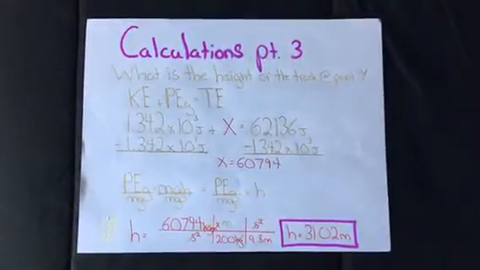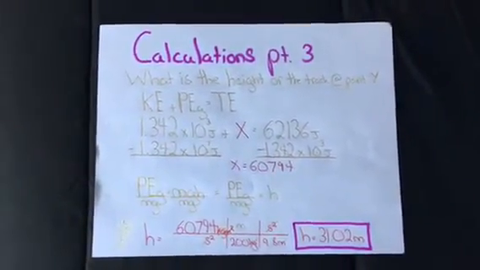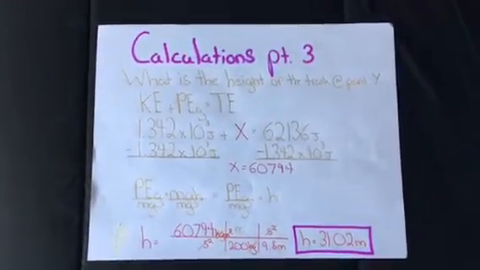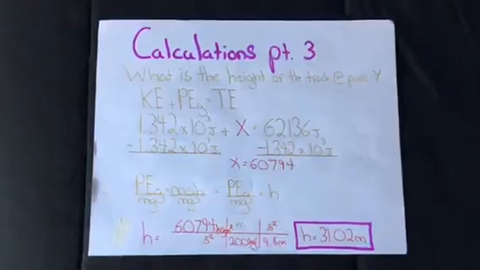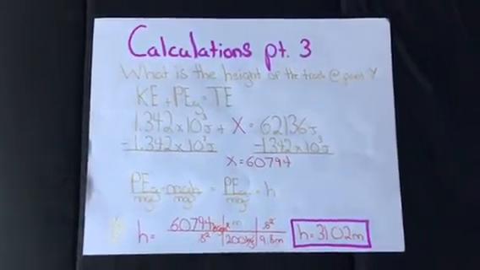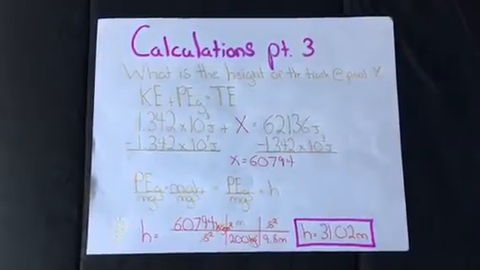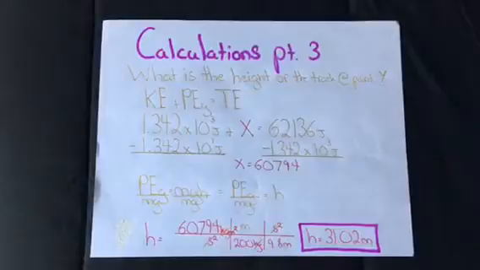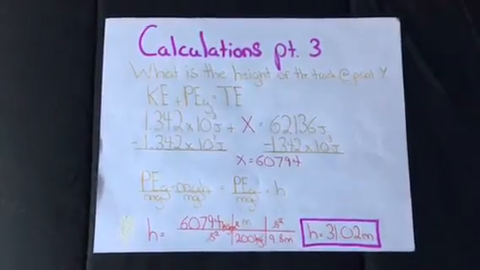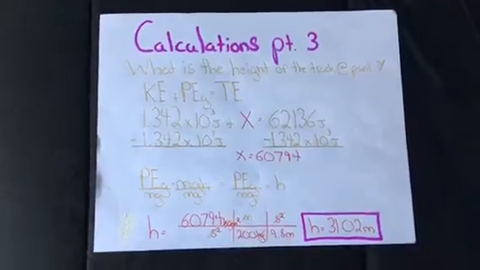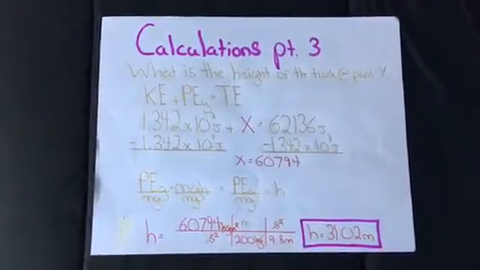Now the last part of this problem is to find the height of the track at point Y. Since we know both the kinetic energy at point Y and the total energy of the system, but not the potential gravitational energy, which would be used to find the height, we would substitute an x in for the potential gravitational energy value and have the formula: kinetic energy at point Y plus the potential gravitational energy, which is the x, equals the total mechanical energy.